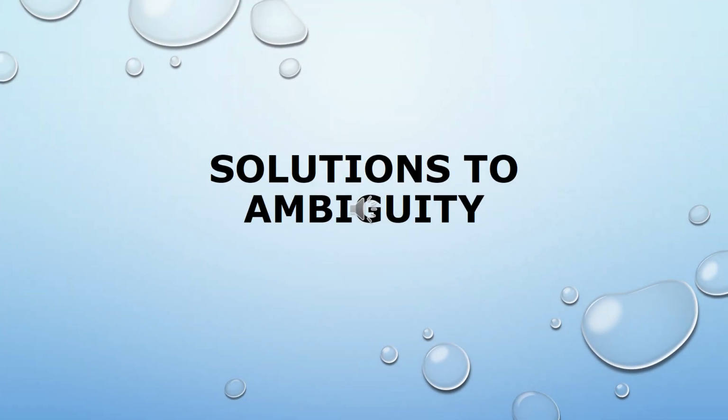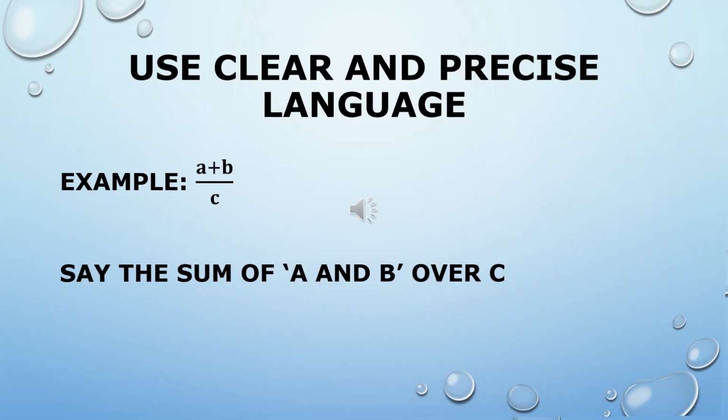Here are some of the solutions that can reduce or possibly eliminate ambiguity in spoken math. One solution is to use clear and precise language in speaking math. For example, instead of saying A plus B over C, we can say the sum of A and B over C. In this way, we are able to convey the precise expression.